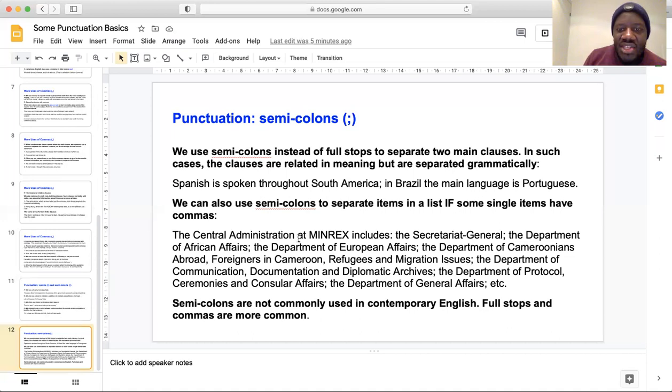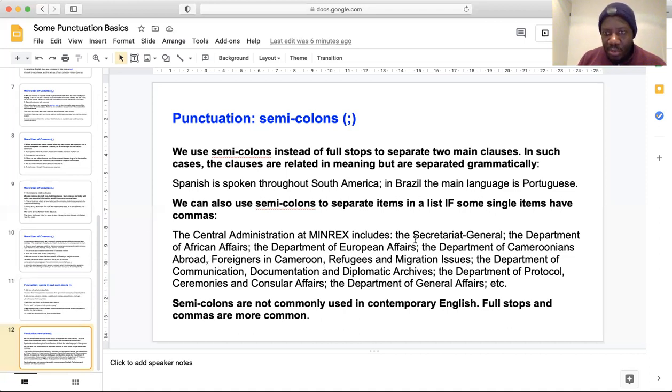The central administration at MINREX, MINREX here stands for the Ministry of External Relations in Cameroon. The central administration at the Ministry of External Relations includes the Secretariat General; the Department of African Affairs; the Department of European Affairs; the Department of Cameroonians abroad, foreigners in Cameroon, refugees, and migration issues. You see, this department is one of the items we are listing here, but it has at least 2 commas in it.